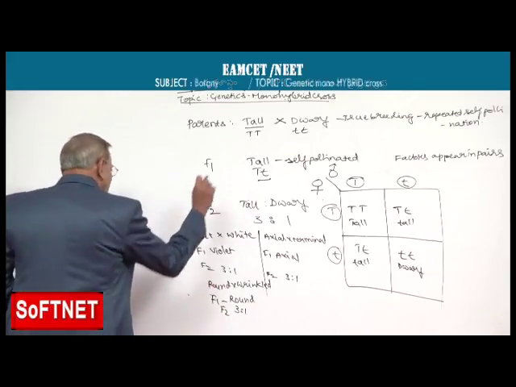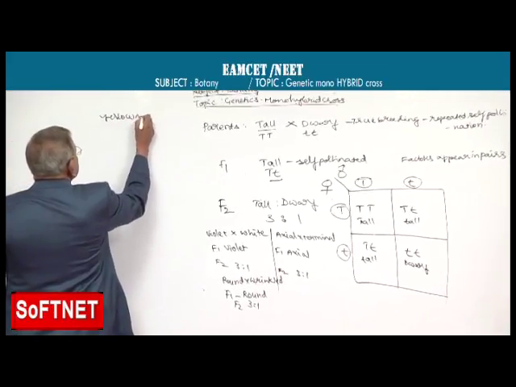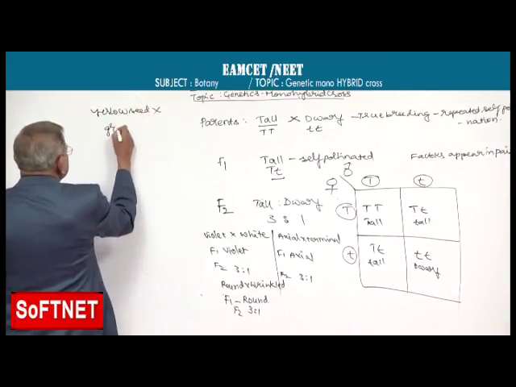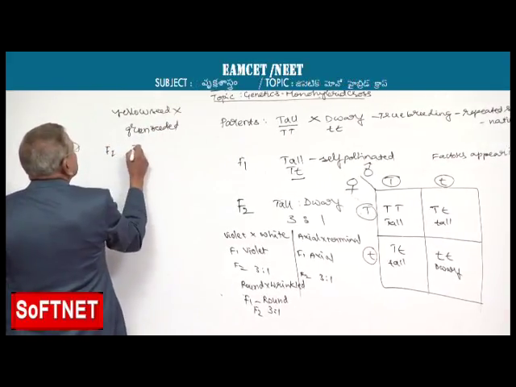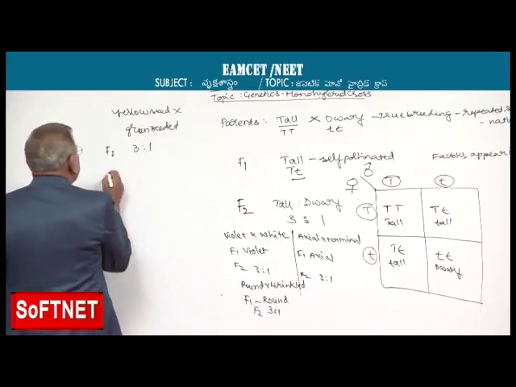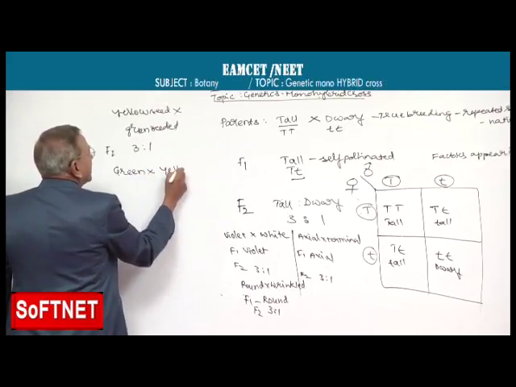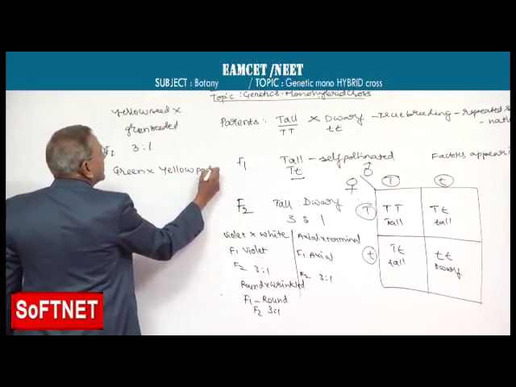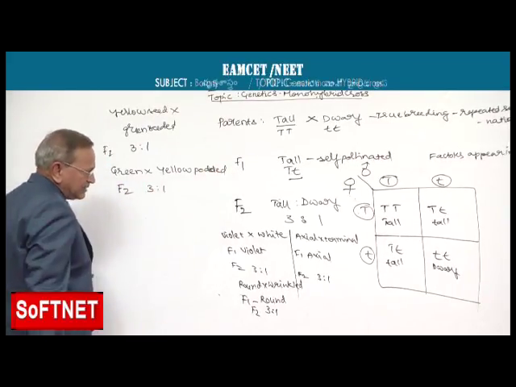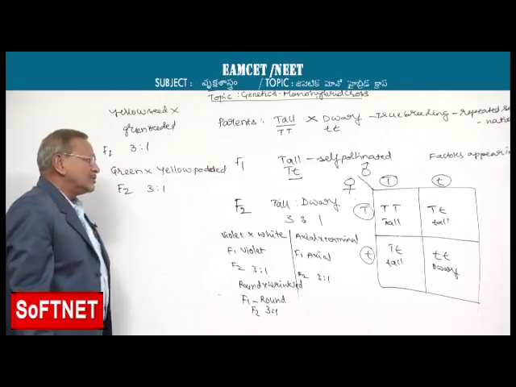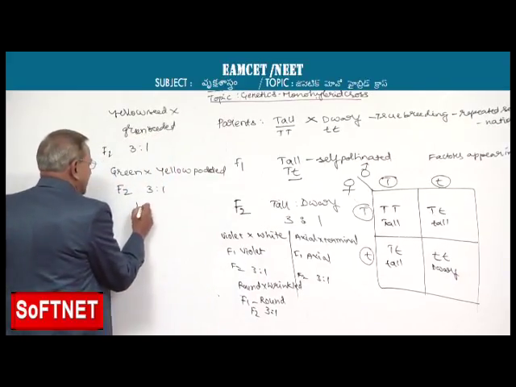Similarly, the yellow seeded crossed with green seeded, the F2 result is again 3:1. And the green pod crossed with yellow pod, the F2 result is 3:1. So it directed him to formulate his first principle called the law of dominance.